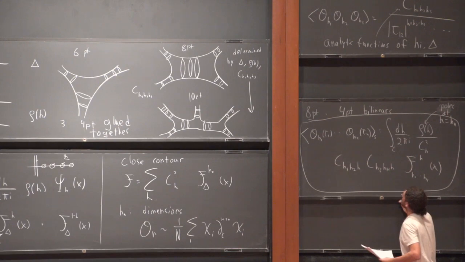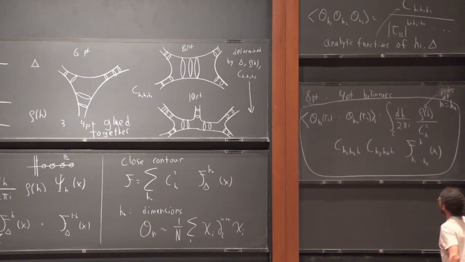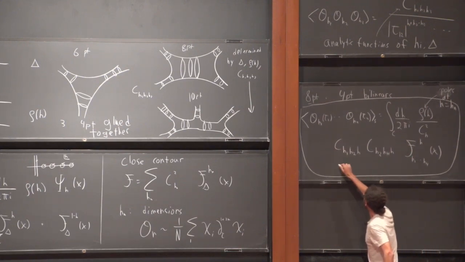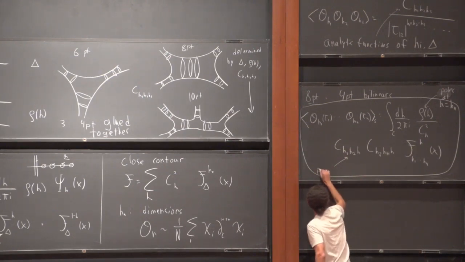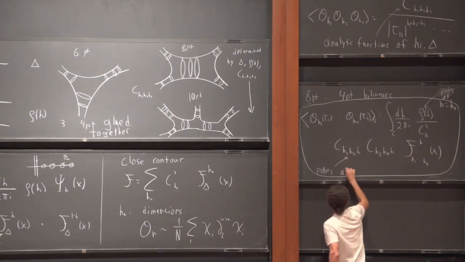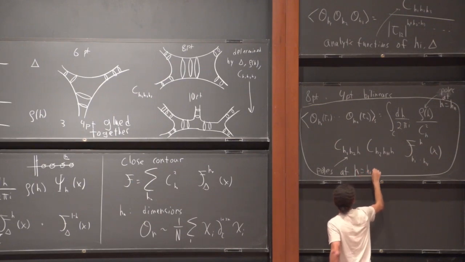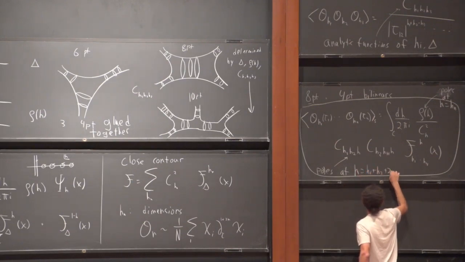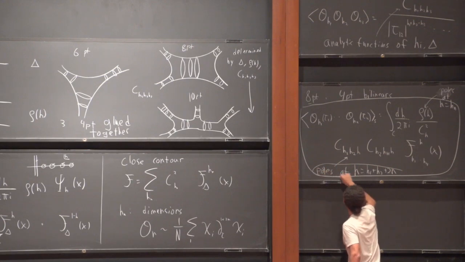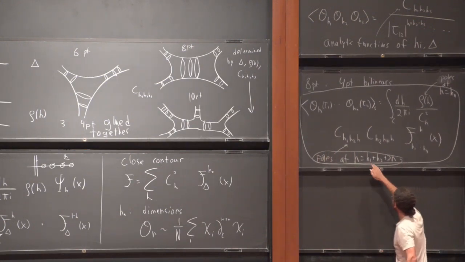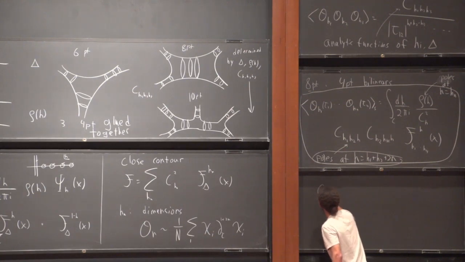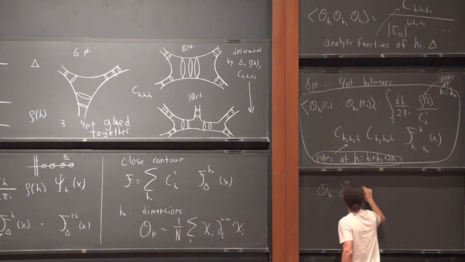But we also expect double trace blocks. And what occurs is that this C_{h1 h2}(h) has poles at h equal to h1 plus h2 plus 2n. And these poles are what give rise to the double trace blocks, O_{h1} ∂_τ^{2n} O_{h2}.